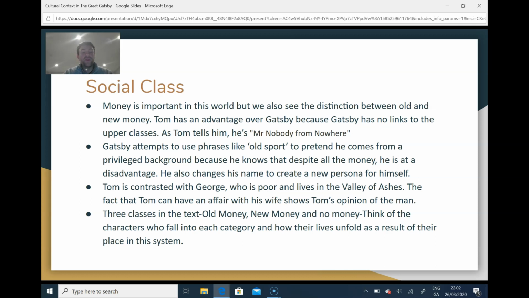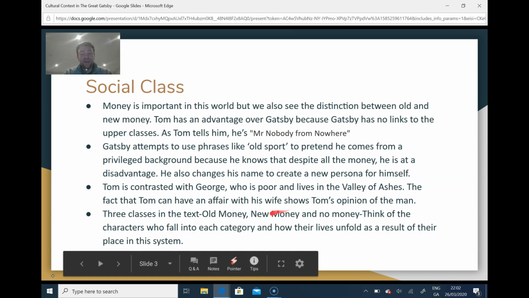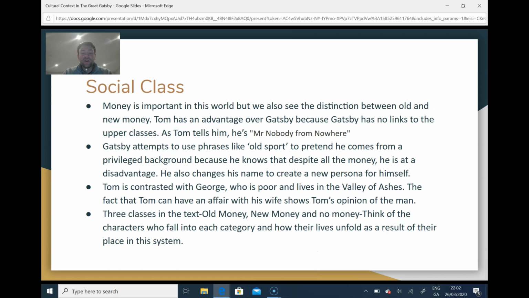Okay? There are three classes in the text, and this is very good. Old money, new money, and no money. Okay, so think about it. Old money, Tom and Daisy. New money, Gatsby. And the no money, the Wilsons. Think of the characters that fall into each category and how their lives unfold as a result of their place in the system.